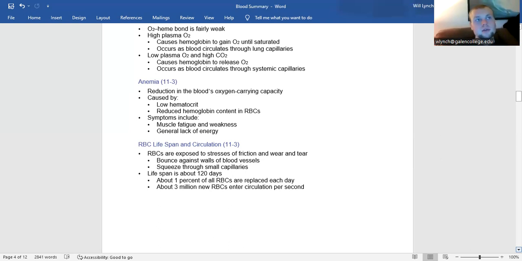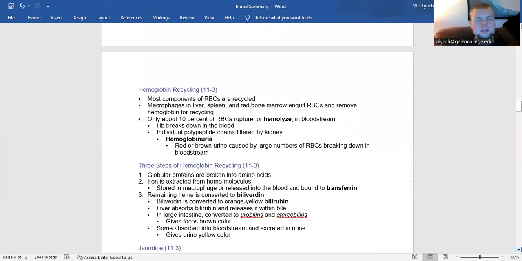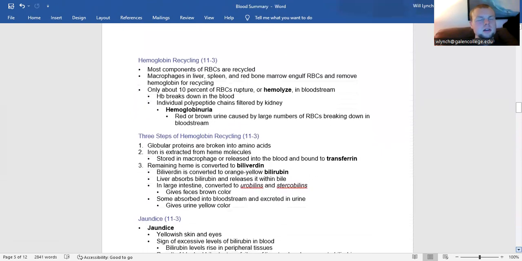About 1% of all of our red blood cells are replaced every day, which means that 3 million new red blood cells enter our circulation every second, which is a lot. So we have a high turnover there. It means every 120 days, your entire red blood cell population is recycled.